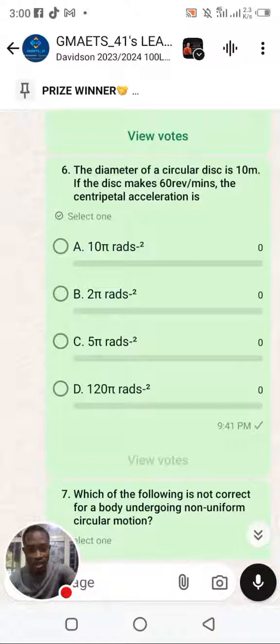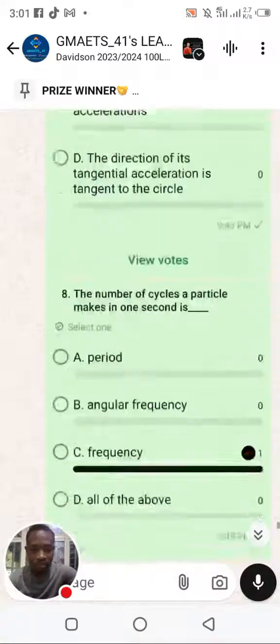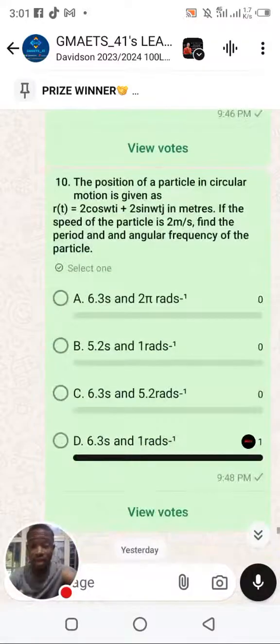The centripetal acceleration here by formula is a equals v squared divided by r. And of course, we know that v, which is tangential velocity, is equal to rω, where ω is angular frequency or angular velocity. If you play with that formula, you will get acceleration equal to rω squared. If you solve for this, the correct answer to this question is actually 20π squared, in the unit of radian per square second. So that is it. It's been an interesting one, and we keep moving.